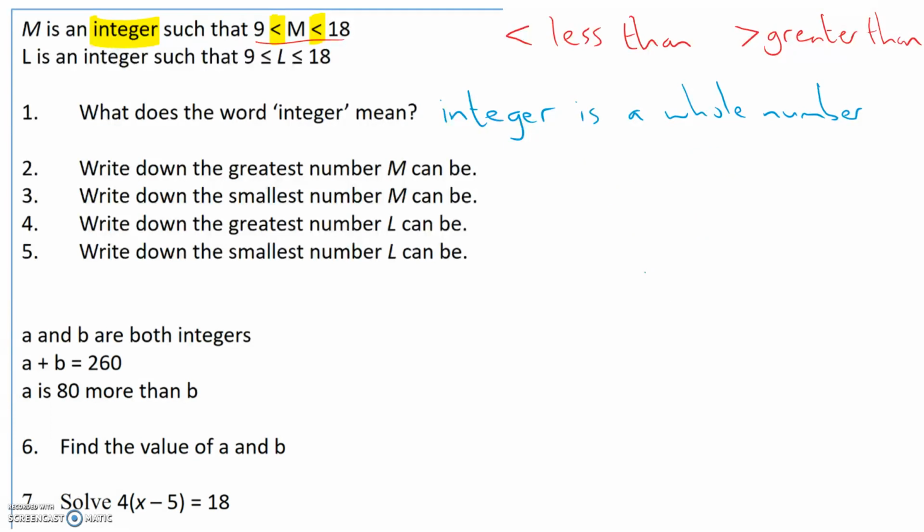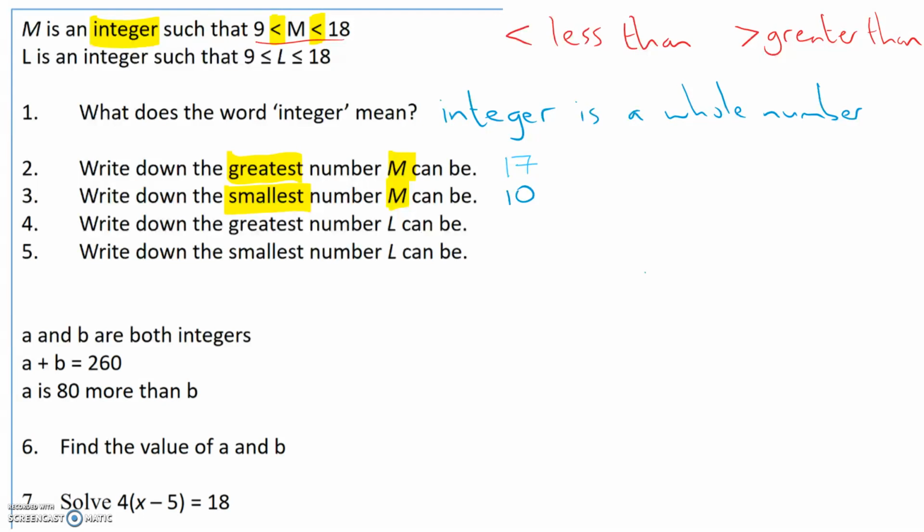Alright, so what's our answer? Number 2, write down the greatest, the biggest, the largest number m can be. So I think the biggest number that m can be is 17. It can't be 18 because it tells us m is less than 18. What are we going to do next? Write down the smallest number that m can be. Well, this time, I think the smallest number m can be is 10. We can't go down to 9 because it says that m is greater than 9, or 9 is less than m. Right, I think we're done. Number 2, 17. Number 3, 10.